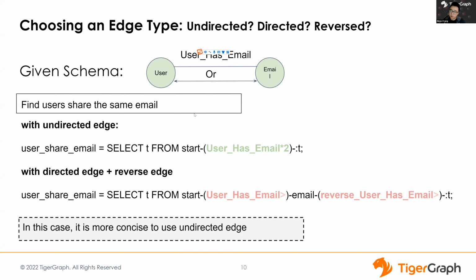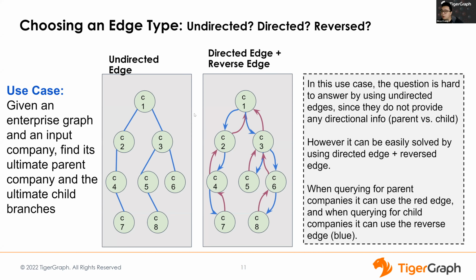Okay. And now in this example, I will talk about the difference in certain cases where an undirected edge doesn't work, but a directed edge plus reverse edge can solve your problem. So let's assume we have a graph of companies. Each node here is a company, and the edges between the companies are the ownership relationship, like company one owns part of company two, right?